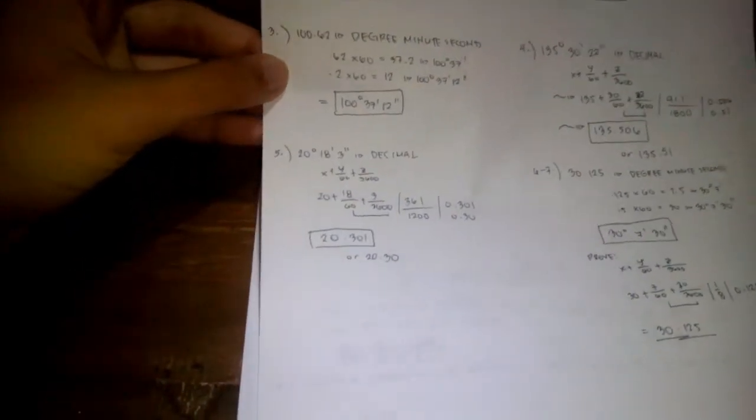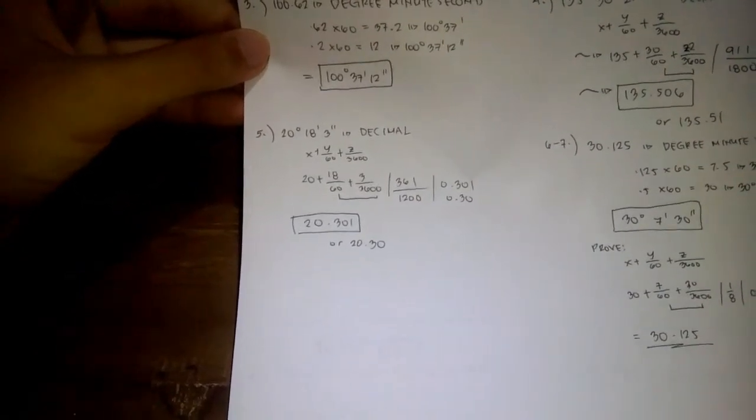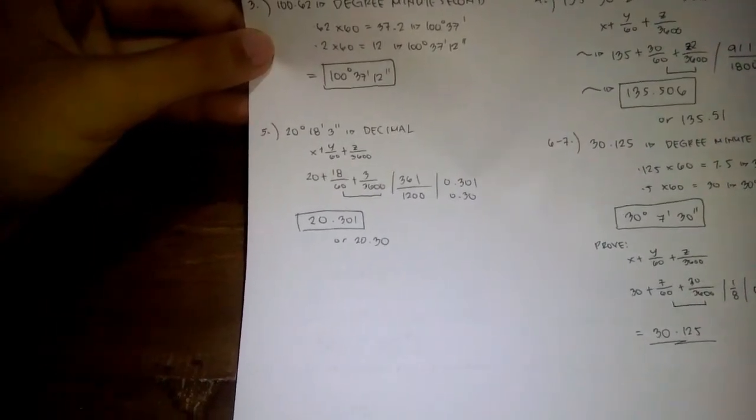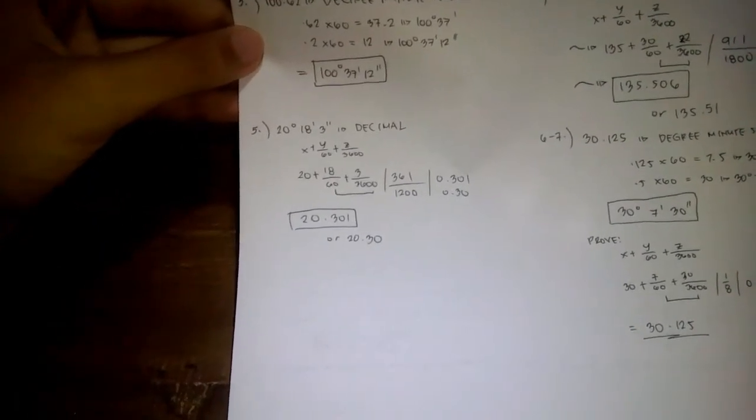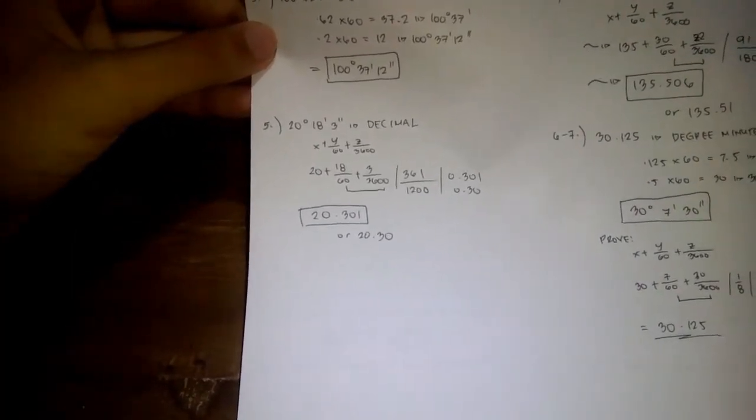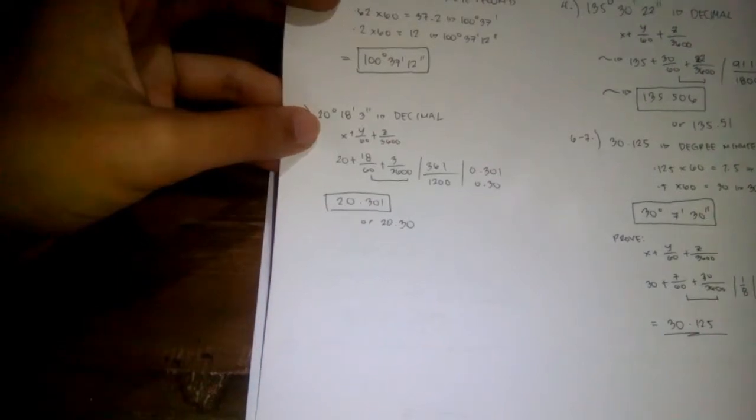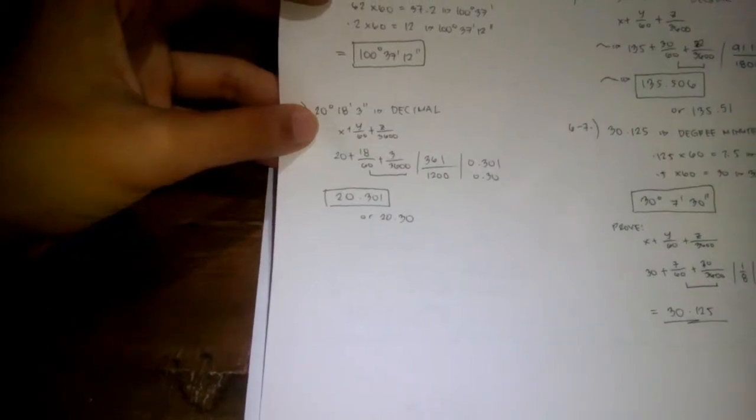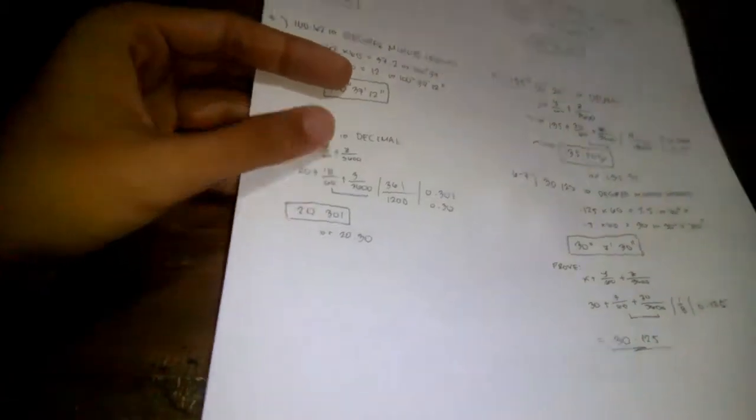In number 5, 20 degrees, 18 minutes, 3 seconds converted to decimal. Use the general formula, then substitute: 20 plus 18 over 60 plus 3 over 3600. Adding the two fractions will result to 361 over 1200. Convert it to decimals, 0.301 or 0.30. I prefer using thousandths. That's why we add the whole number then the decimal, 20.301 thousandths. Sorry, it's thousandths. Or it may be 20 and 30 hundredths.